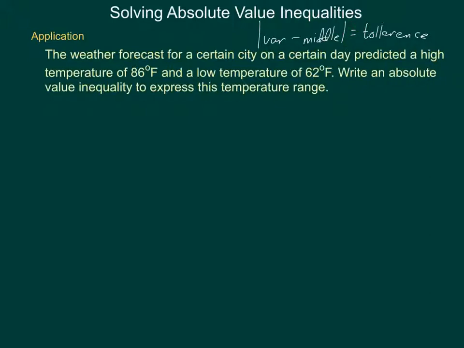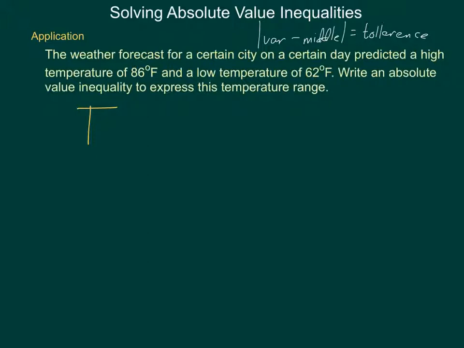So, in a situation, the weather forecast for a certain city on a certain day predicted a high temperature of 86 degrees Fahrenheit and a low temperature of 62 degrees Fahrenheit. Write an absolute value inequality to express this temperature range. Well, in order to do this, I need to have a variable. Since I am working with temperature, I'm going to pick my variable as T.